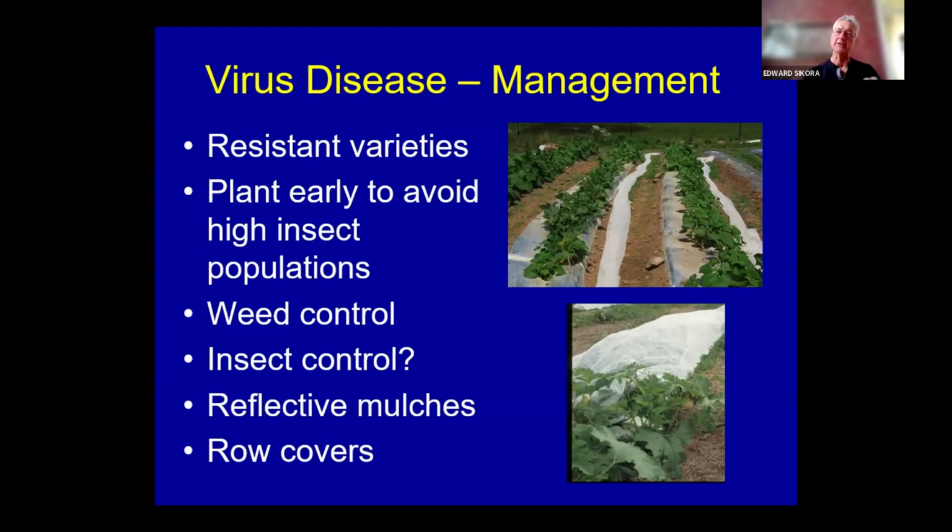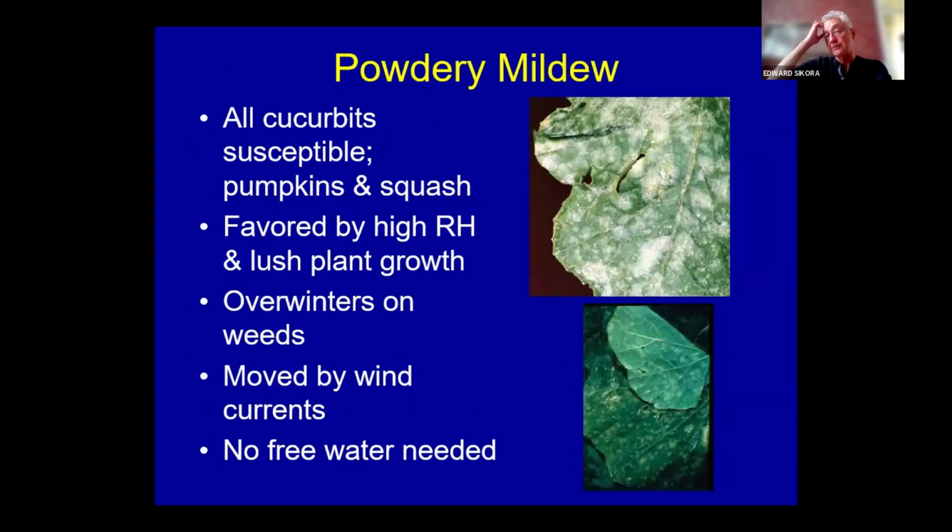But an older plant infected with a virus still will produce normally for the most part. But a young plant that's infected, you're not going to get much out of that plant. And then we also have tried row covers with some success on pumpkins and some other crops, but you have to remove them fairly quickly because of pollination purposes.